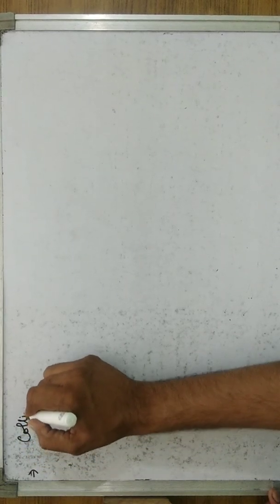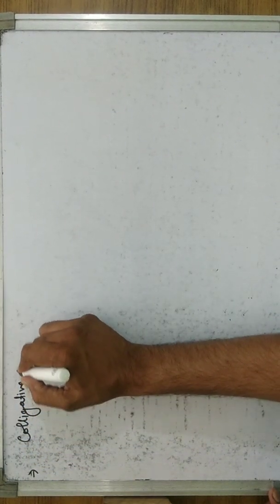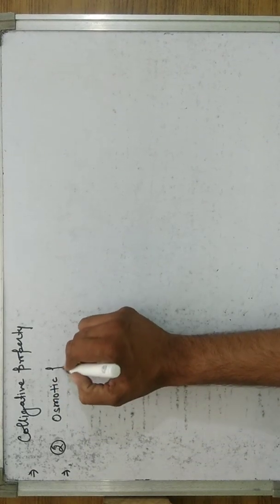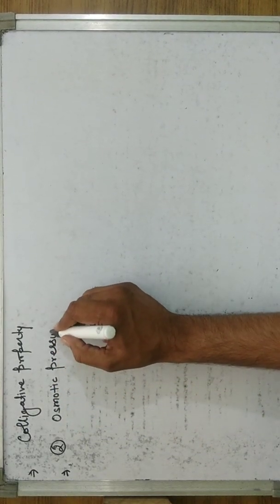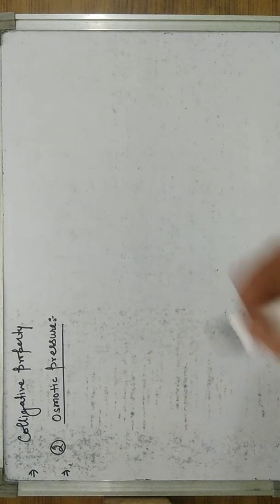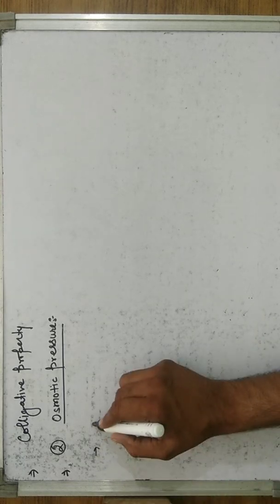In that we are studying colligative property. Today we are studying about the second colligative property. First was discussed yesterday. Second colligative property is the osmotic pressure. Now to study osmotic pressure as a colligative property, before this we have to understand a few terms, just like osmosis.